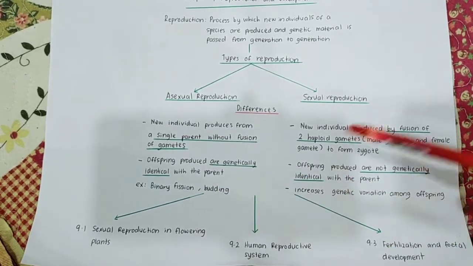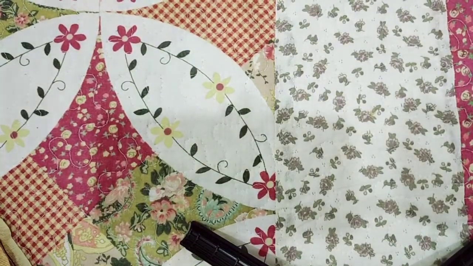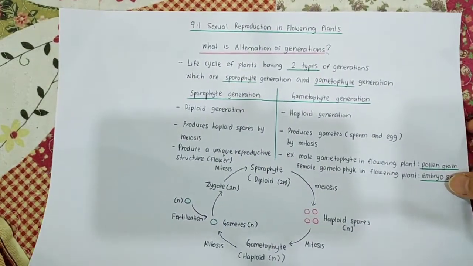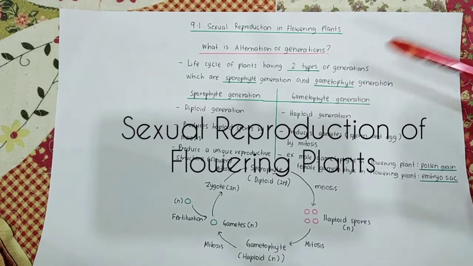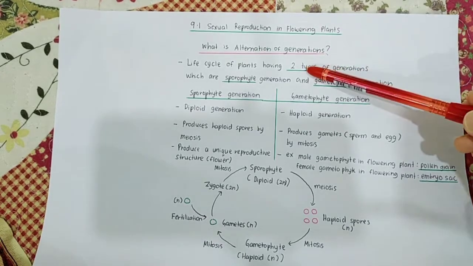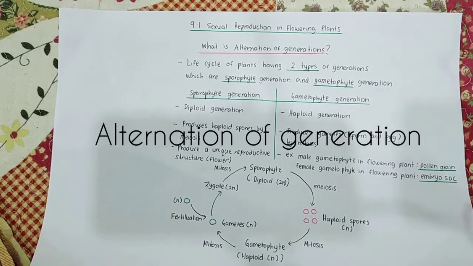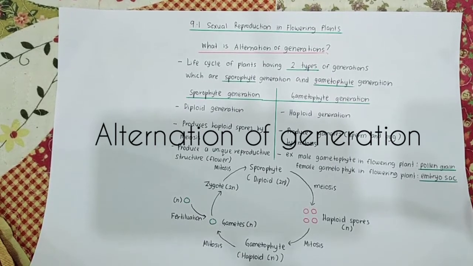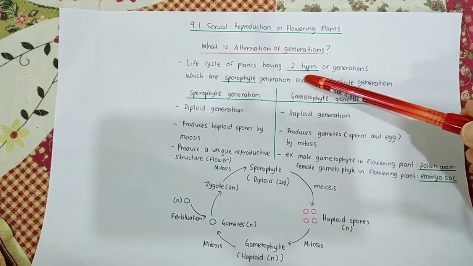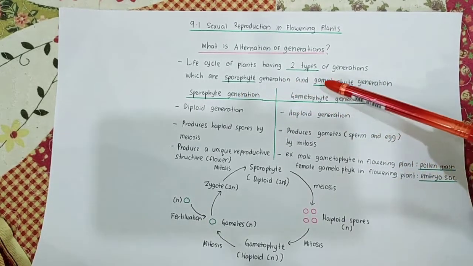Okay, so now we look at subtopic 9.1, sexual reproduction in plants. Before we proceed to detail about the process of sexual reproduction in plants, kita tengok dulu what is alternation of generation. Actually, alternation of generation can be found in the life cycle of plants. For the life cycle of plants, it will have two types of generation, which are sporophyte generation and gametophyte generation.